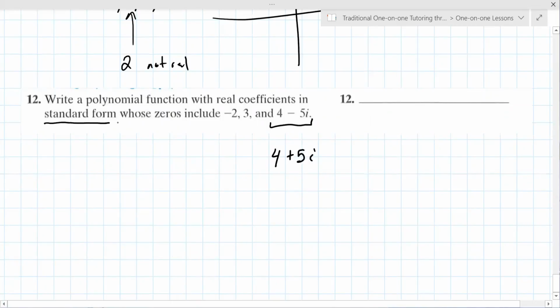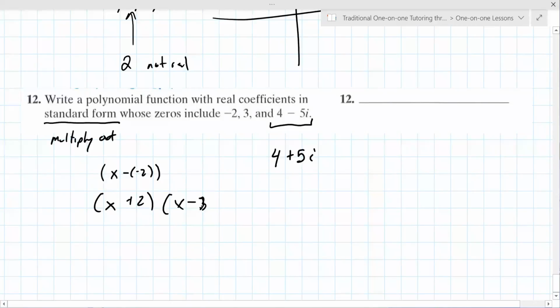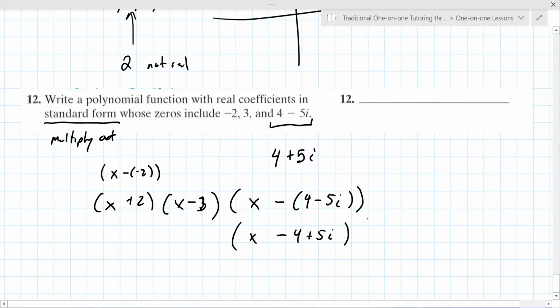This one does say in standard form, so that means you do have to multiply this out. So it's x plus 2, because it's really x minus minus 2. x minus 3. Then this is the right way to write it. On a test, maybe you can just distribute that negative real quick, but then it's also x minus 4 plus 5i, x minus 4 minus 5i.